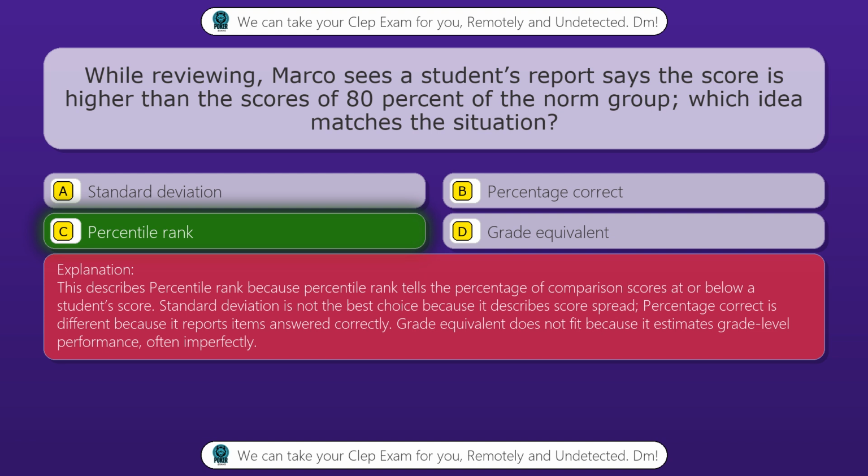This describes percentile rank because percentile rank tells the percentage of comparison scores at or below a student's score. Standard deviation is not the best choice because it describes score spread. Percentage correct is different because it reports items answered correctly. Grade equivalent does not fit because it estimates grade level performance, often imperfectly.